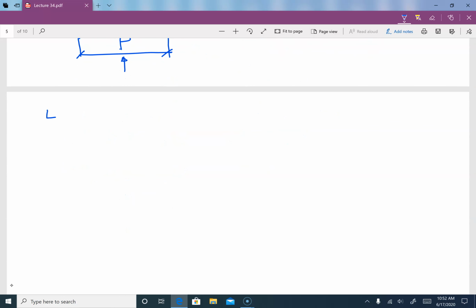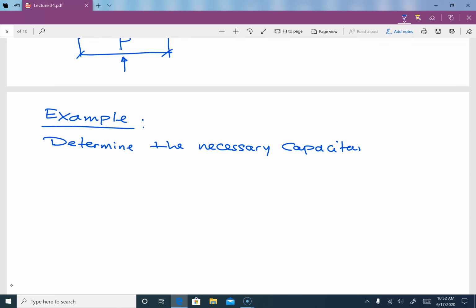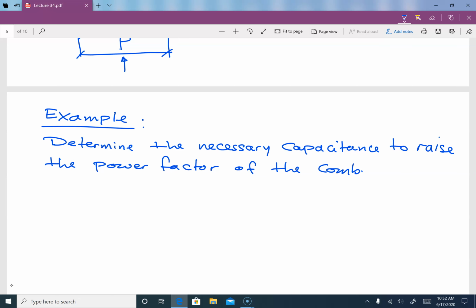Let us go over another example here. Determine the necessary capacitance to raise the power factor of the combined load to 0.95 power factor lagging.